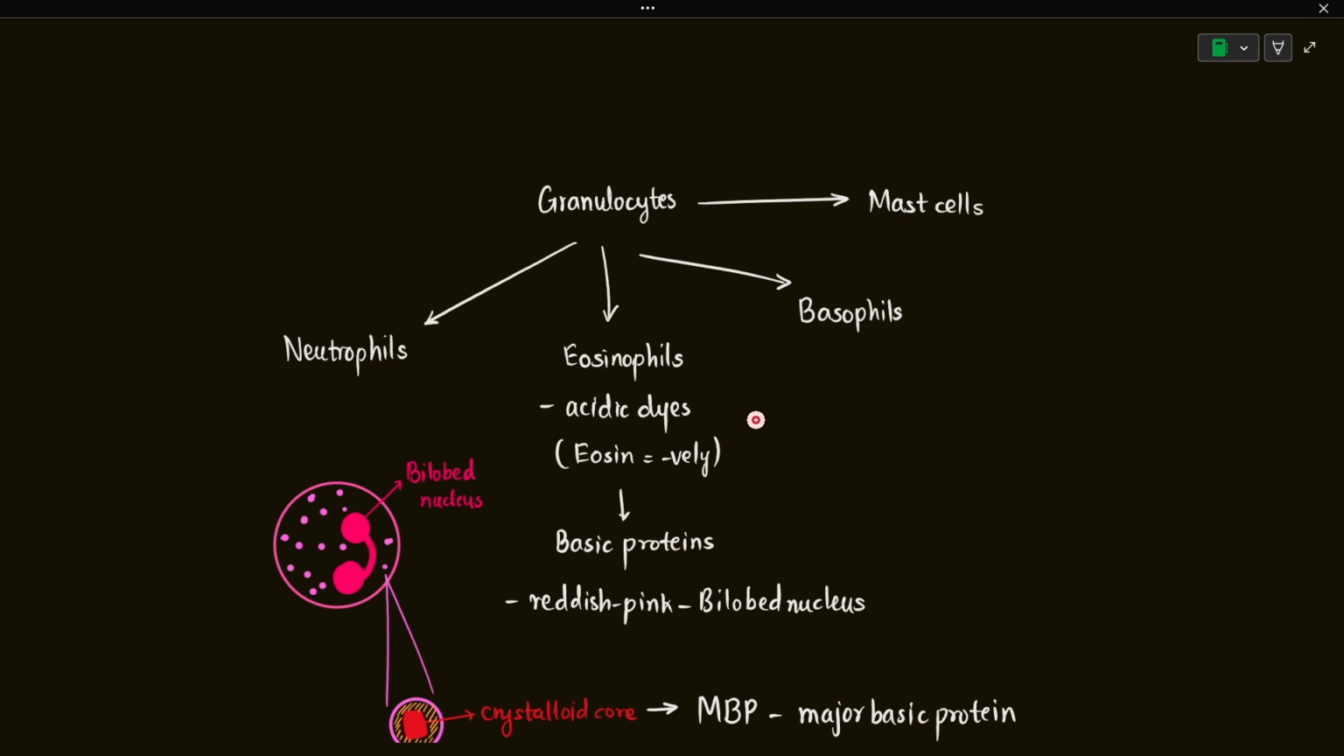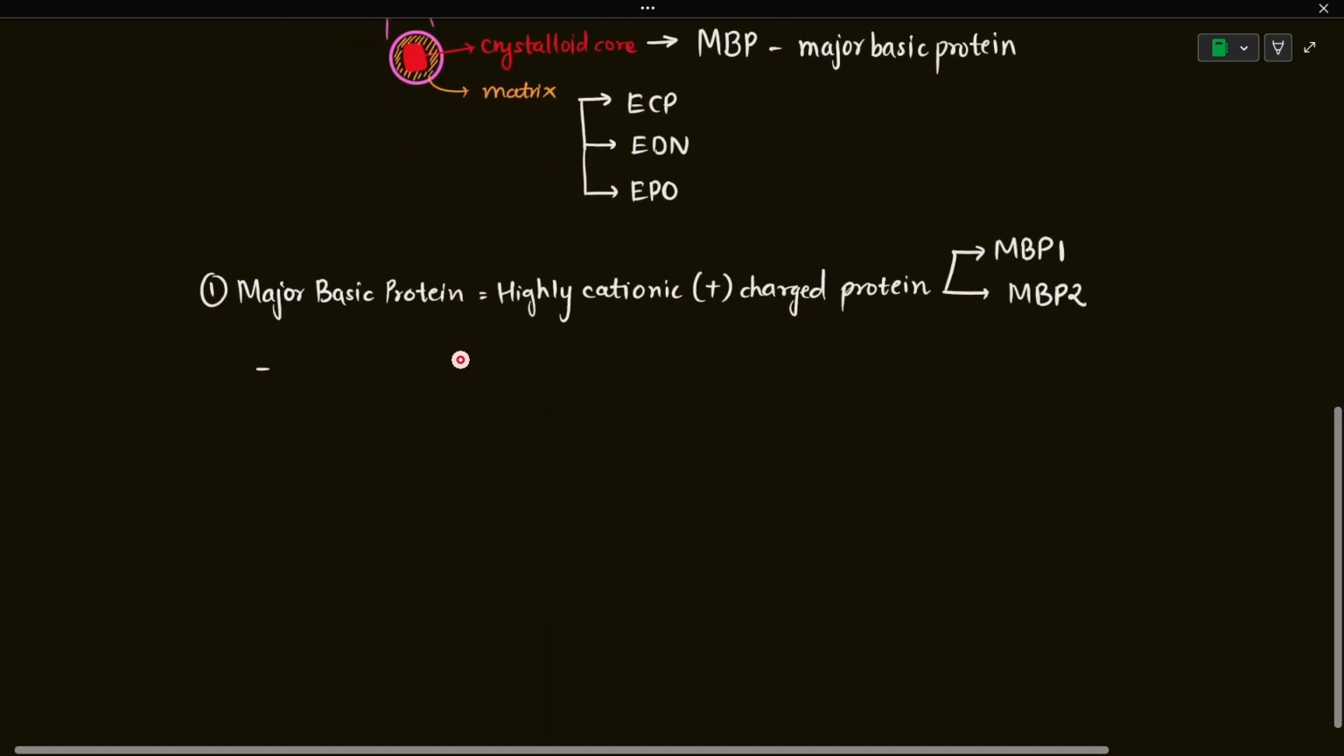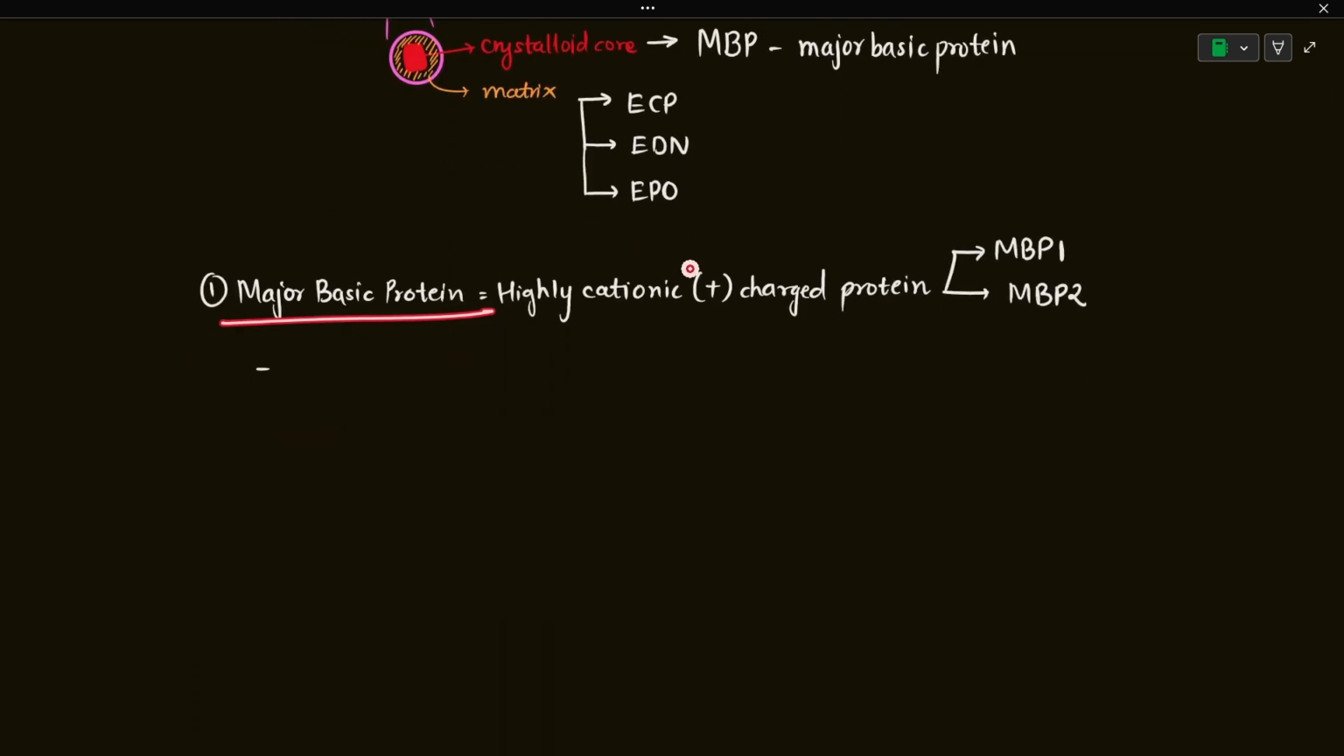So whenever there is a parasitic infection, the cells which attack that parasite and help in protecting the body against it are the eosinophils. Basophils also help in parasitic infections, but the major cells which help in parasitic infections are eosinophils, because they have those major basic proteins, and those major basic proteins work as helminthotoxin. Helminthotoxin means they are a potent toxin against the helminths, against the parasites, against the worms.